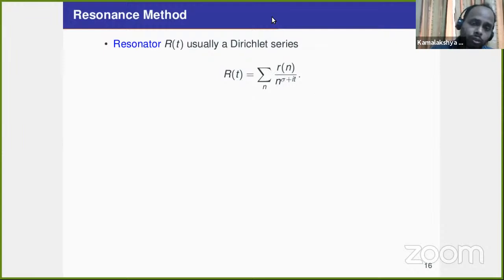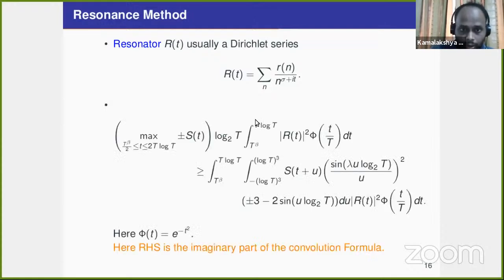So we have R of t, which is the sum of R_n by n power sigma plus it, and R_n can be anything. For today we'll have this to be real numbers, but it can be anything. It can even be complex numbers, right? And then we use the resonator in this way.